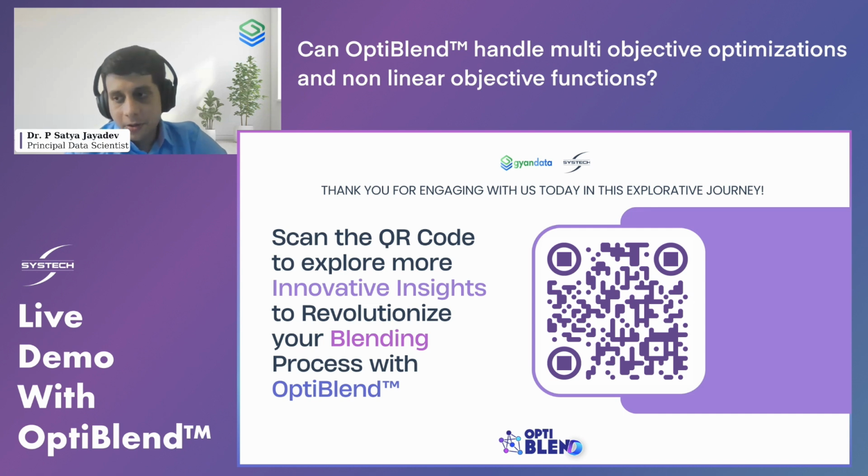And coming to multi-objective optimization, here we need to see what exactly you mean by multi-objective optimization, whether the objectives are conflicting or complementing each other. Right now we are supporting only one objective. If a multi-objective problem can be converted into a single objective problem, then that still can be solved using OptiBlend. But if there are any specific scenarios, we are open to discuss and see if we can incorporate multiple objective features into OptiBlend. Okay, all right.